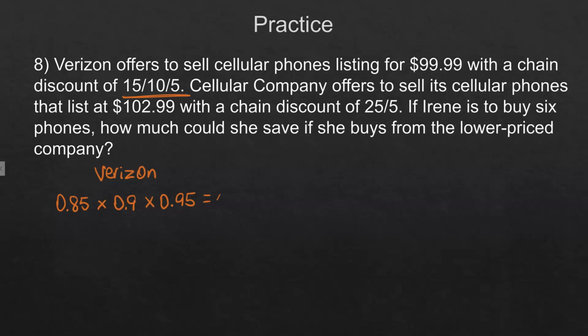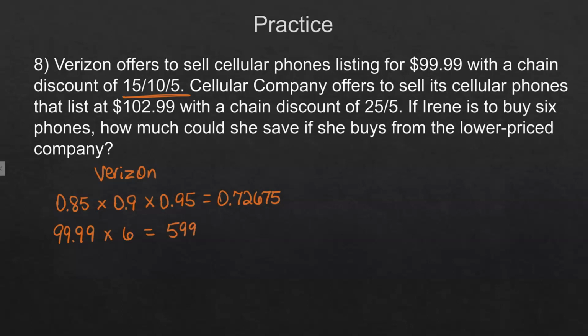And so my net rate, not my discount rate, is 0.72675. Now it was also a fact that she's going to buy 6 of these, right? So we're going to first find the total for 6 phones, which is almost $600, right?